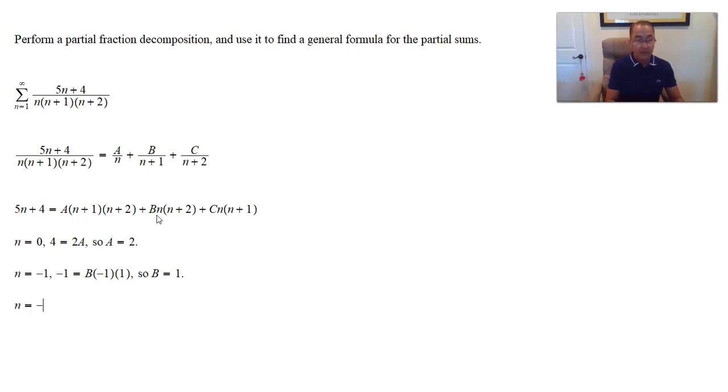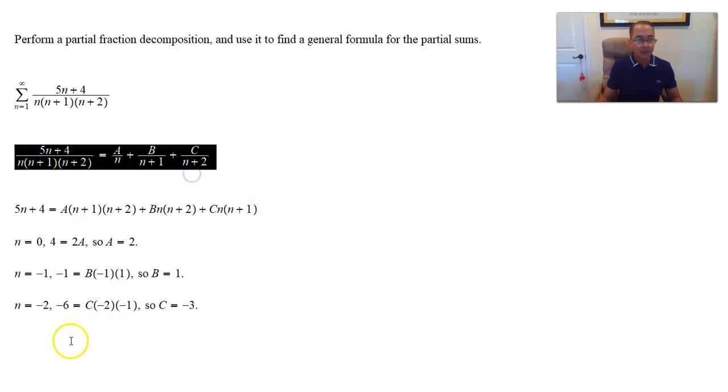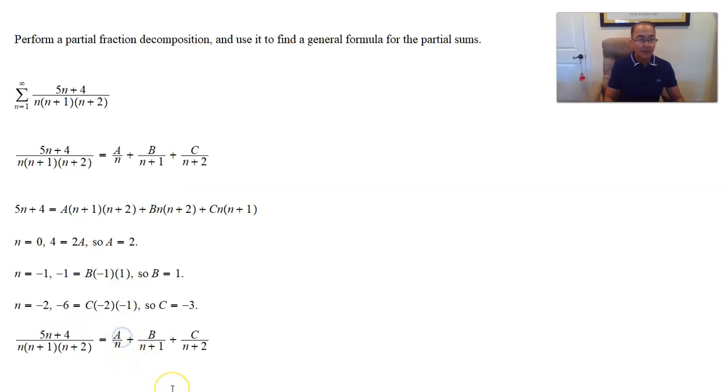Okay, last one, n equals negative 2. So we get negative 10 plus 4, which is negative 6. And on the right side, who survives? That's 0, that's 0. The C survives. Better, because we already have A and B. So n is negative 2, and then negative 2 plus 1 is negative 1. Okay, so that is positive 2, 2C. So C is negative 3. Okay, so we have our decomposition. A is 2, B is 1, and C is negative 3.